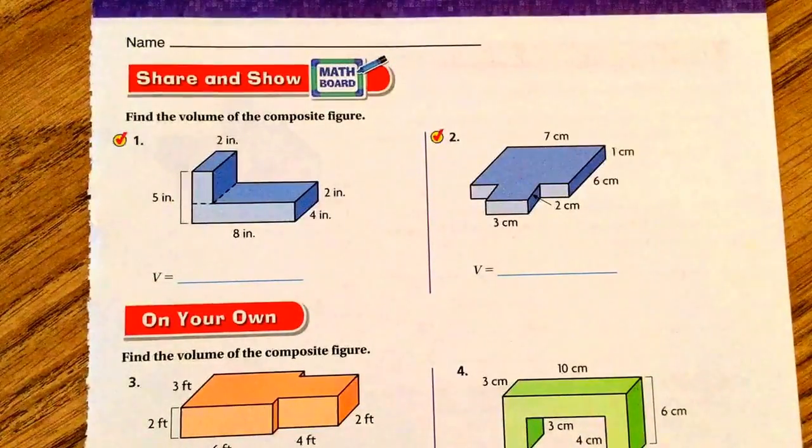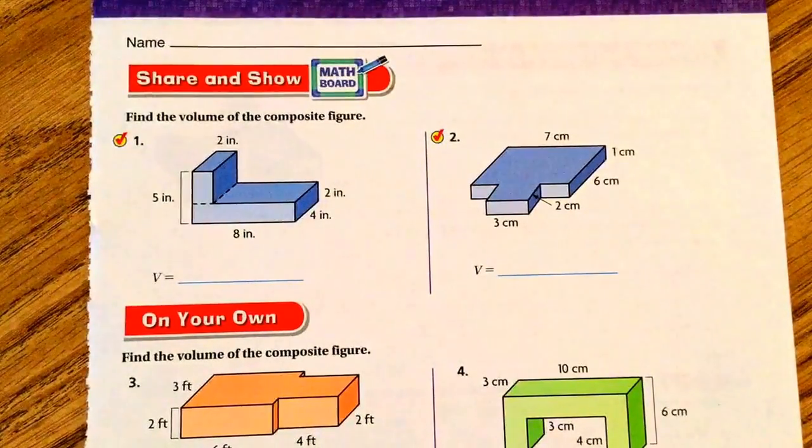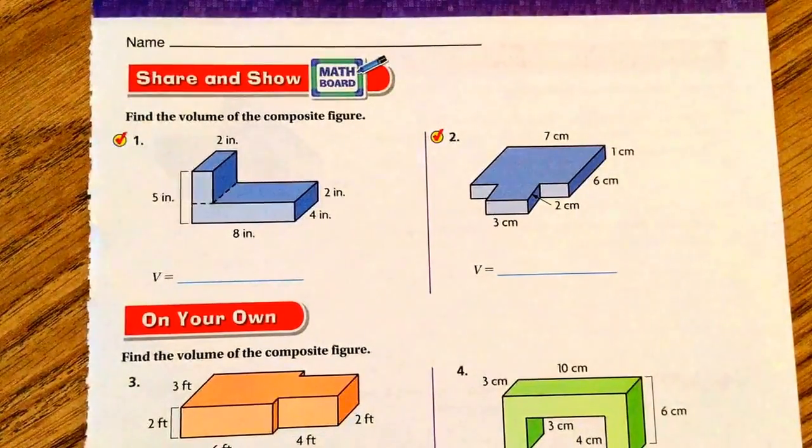So today we're looking at composite figures. Composite figures are just two or more shapes smushed together to make one figure. And I still have to find the volume. Even though it's more than one shape, I have to find the volume of the whole entire thing.